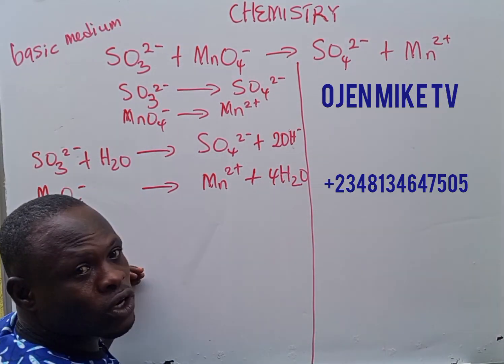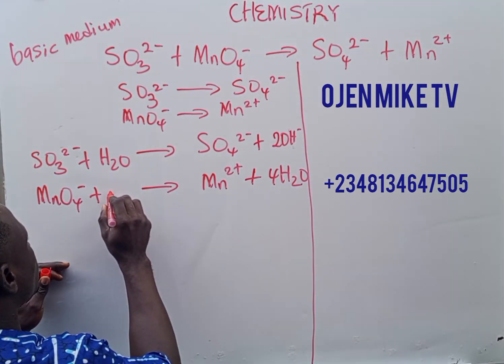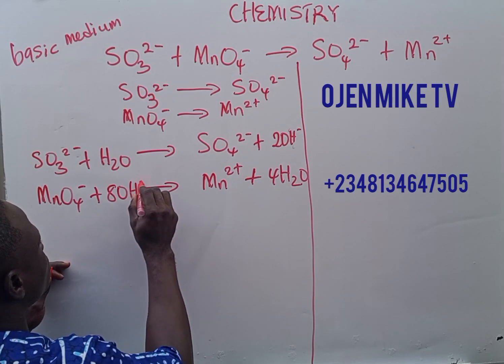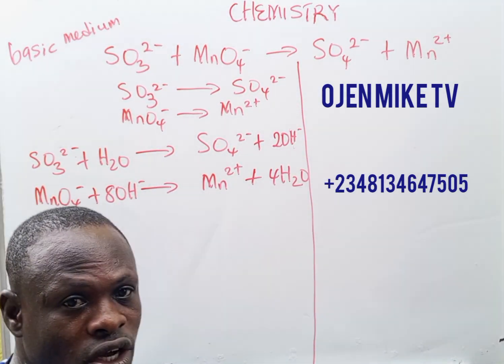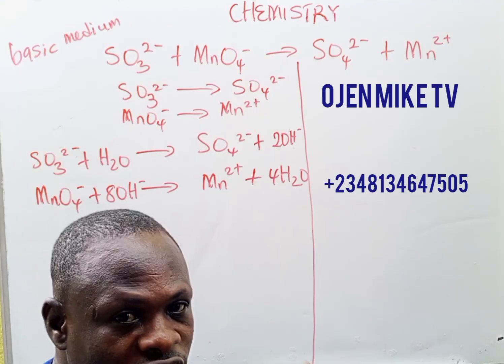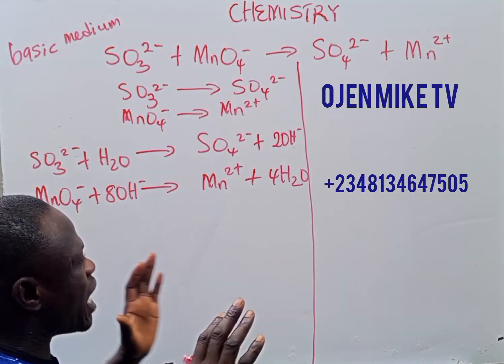So here, how many hydrogen atoms are there? 2 times 4 gives us 8. So we need to add 8OH minus. Alright? The reason why you are adding OH is because you are balancing it in basic environment. Now our atoms are balanced.